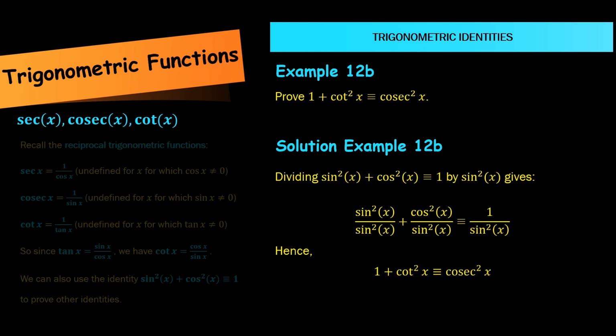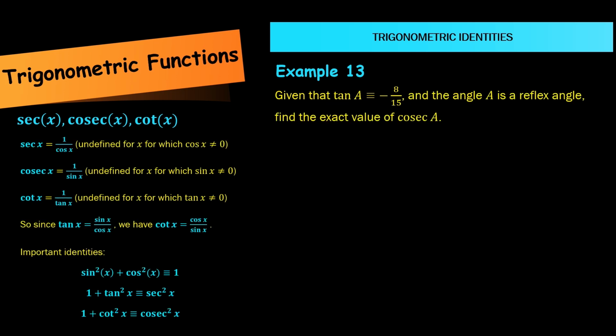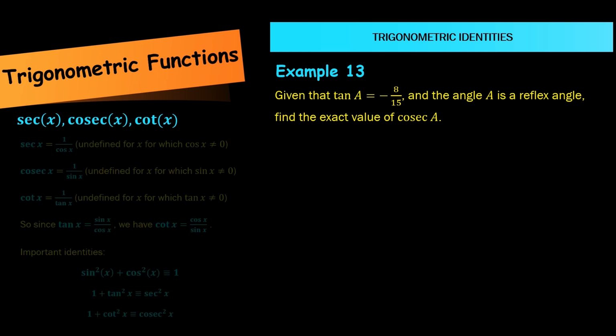Now let's take a look at another example. Pause the video and have a go. Press play when you're ready to view the solutions. So let's take a look at this example. Given that tan A equals minus 8 over 15 and the angle A is a reflex angle, find the exact value of cosec A. So let's solve this.